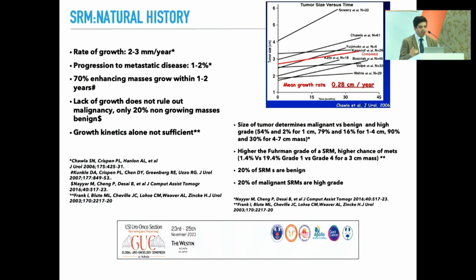So let's go through the natural history of SRM. A lot has been studied about it. The average growth kinetics is around 0.28 centimeter per year, that's approximately 3 millimeters per year. And 70% of enhancing masses will show some growth kinetics within the first 2 years. But be aware that lack of growth does not rule out malignancy, and growth kinetics alone may not be sufficient to decide. The size of the tumor determines the malignant versus benign behavior. And the higher the Fuhrman grade or ISUP grade of a small renal mass, the higher the chance of METs.